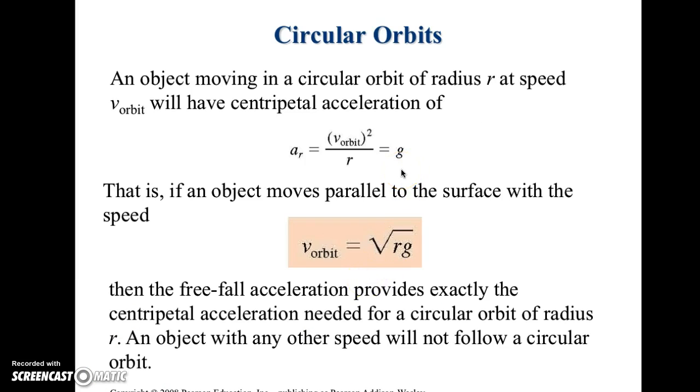So the other thing is, if I have objects that are moving around a planet, for example, in a circular orbit, what keeps it in the circular orbit is gravity. Or gravity is the acceleration that keeps it in that circular orbit. So we have v squared over r. And so if we want to find then the velocity of how it's orbiting, it's the square root of rg.